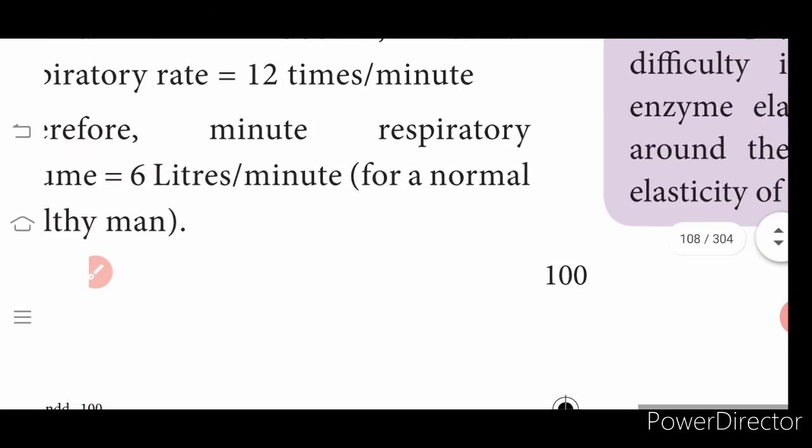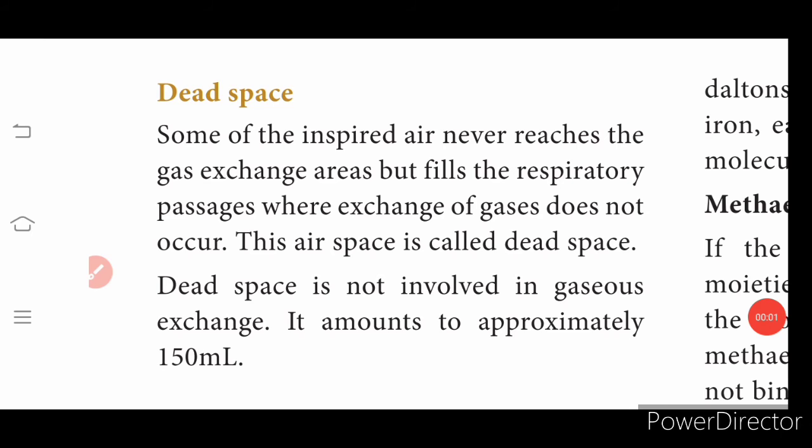Okay, then the final term is dead space. Some of the inspired air never reaches the gas exchange area, but it fills the respiratory passage. Do you follow? So we are inspiring some air. It is not going to lungs or to the blood. Simply it stays in the passage and it leaves and comes out. That is called as the dead space. It is not involved in gaseous exchange. It can be approximately 150 milliliters.